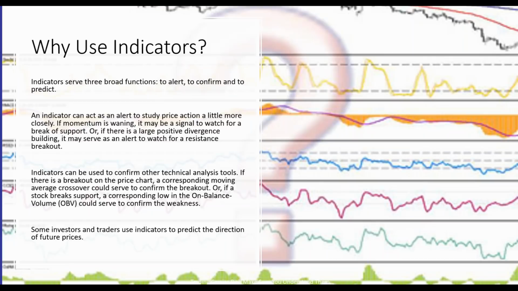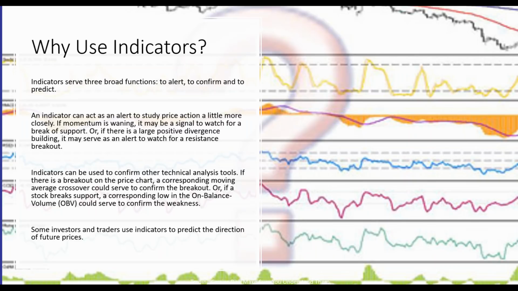So indicators serve 3 broad functions: to alert us, to confirm, and to predict. An indicator can act as an alert to study price action a little bit closer. In other words, an indicator can say, here's a buy or sell alert. Now let's start dropping our filters in. So say if momentum is waning, it may be a signal to watch for a break of support. Or if there's a large positive divergence building, it may serve as an alert to watch for a resistance breakout.